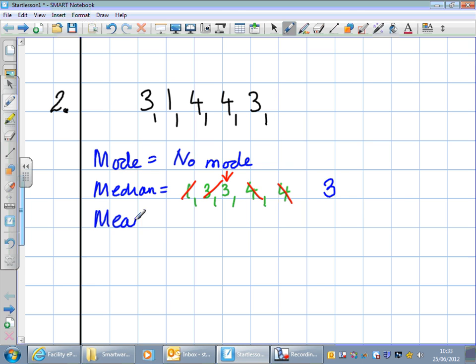I said the mean and the median should generally be roughly the same size. So we add them all up. 3, add 1 is 4, add 4, 8, 12, 15. It's divided by the number of bits of data. Are you writing this down, young man at the back? You're writing this down.